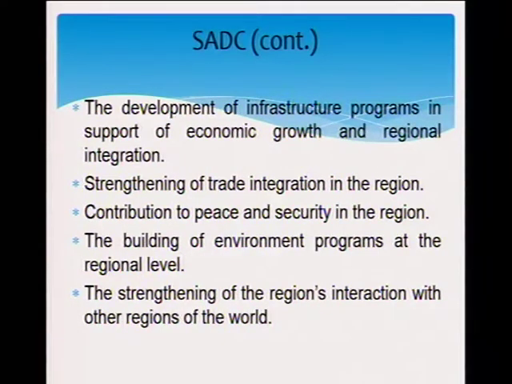The building of environmental programs at the regional level, especially as most countries share borders that have natural resources such as the sea and the desert. And also the strengthening of the region's interaction with other regions in the world. SADC has relationships with other trade organizations in the world, and that is very important for development as well.